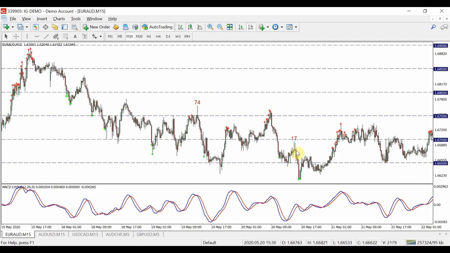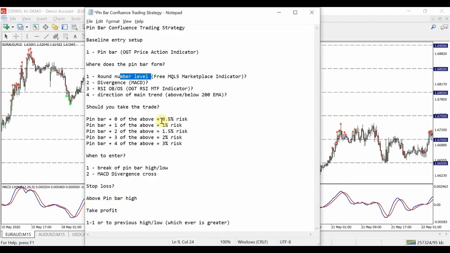If we take this pin bar over here, this wouldn't be considered at a round numbers level because it's too far away from price, and none of the whole high or low of the candle is touching the round numbers level. So for me, this wouldn't be valid, but this one over here would be valid. So we can say yes to this. The second thing is, does it have divergence?